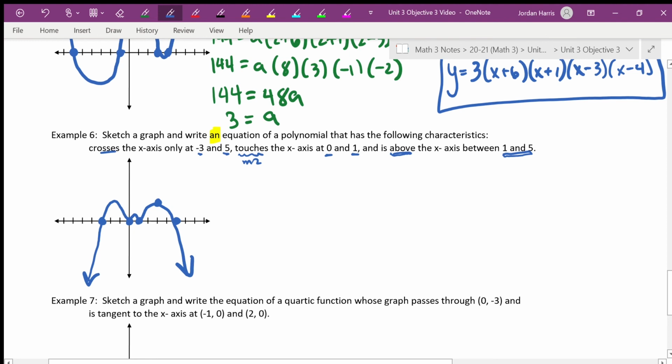And make sure this is curved. We are not making points. We're not making sharp turns. We're not making right angle turns. It's curving in and out, like little parabolas all connected together.